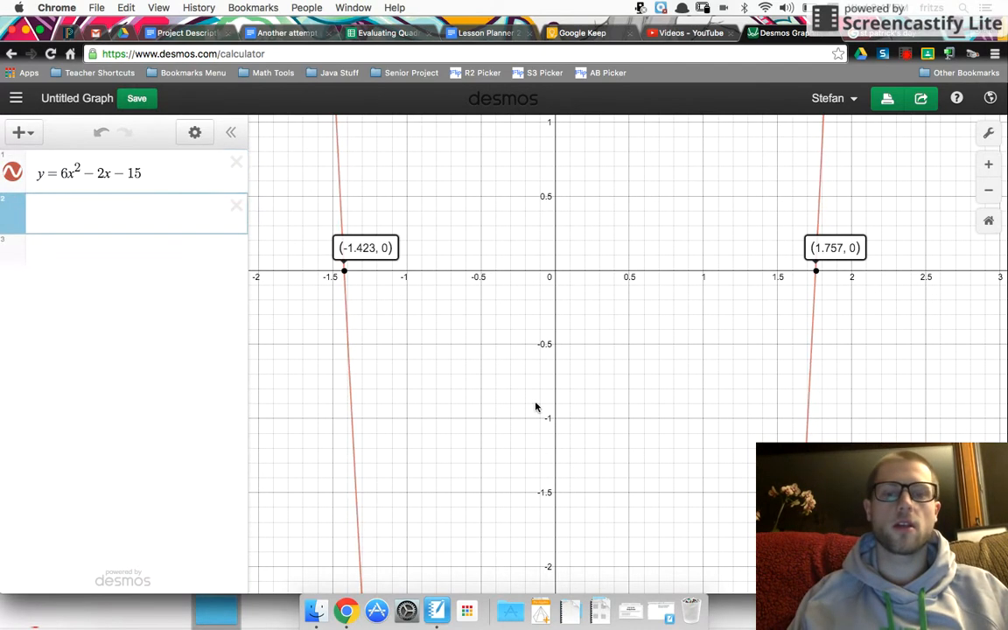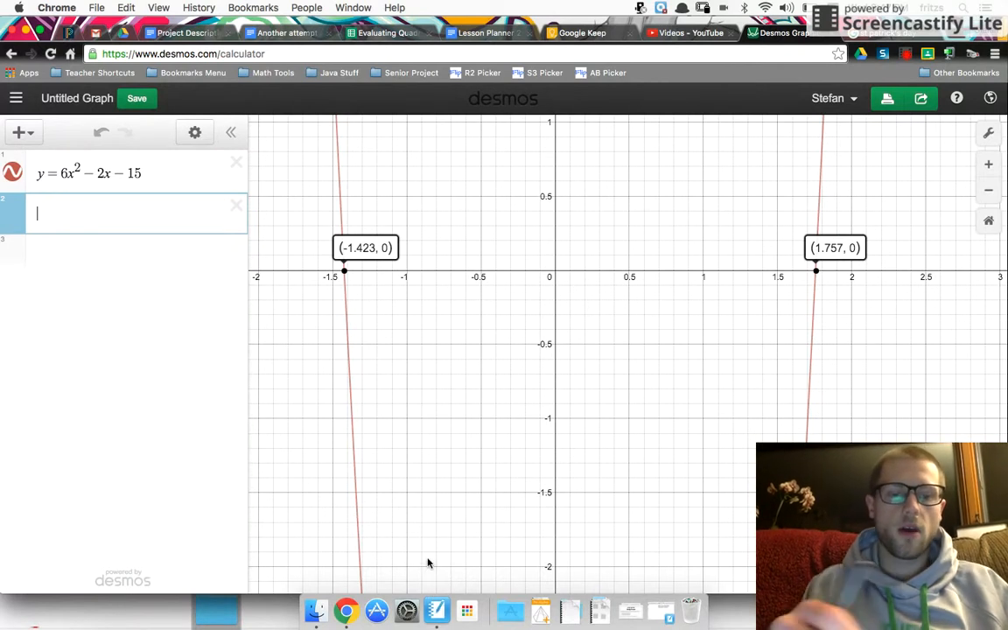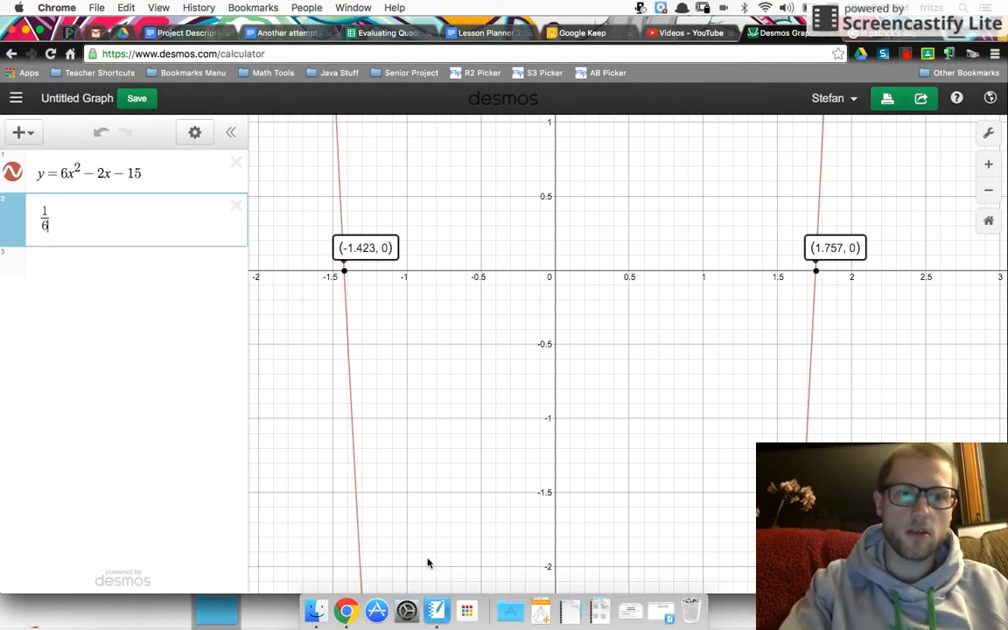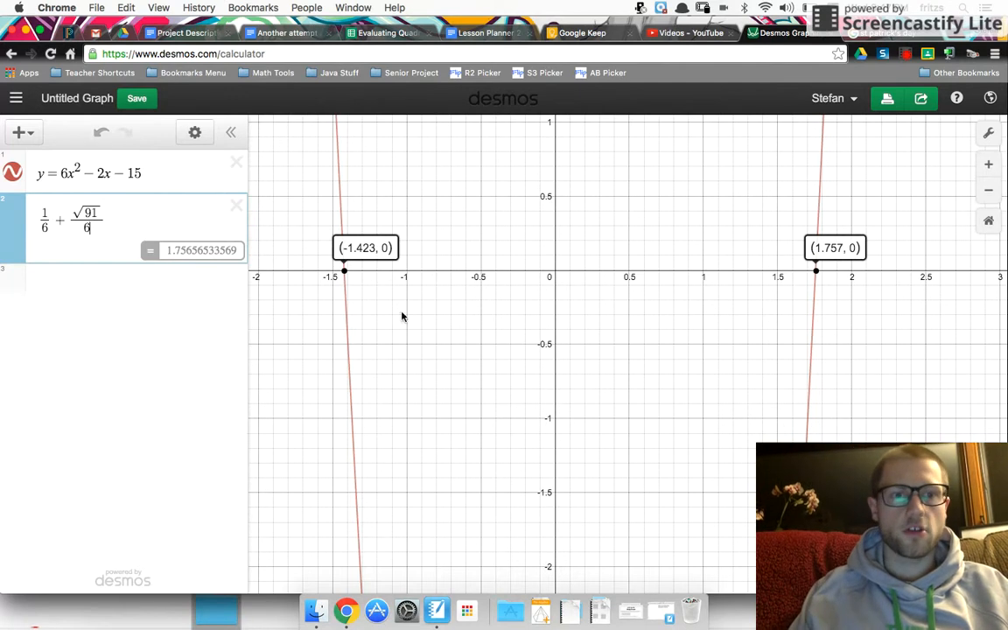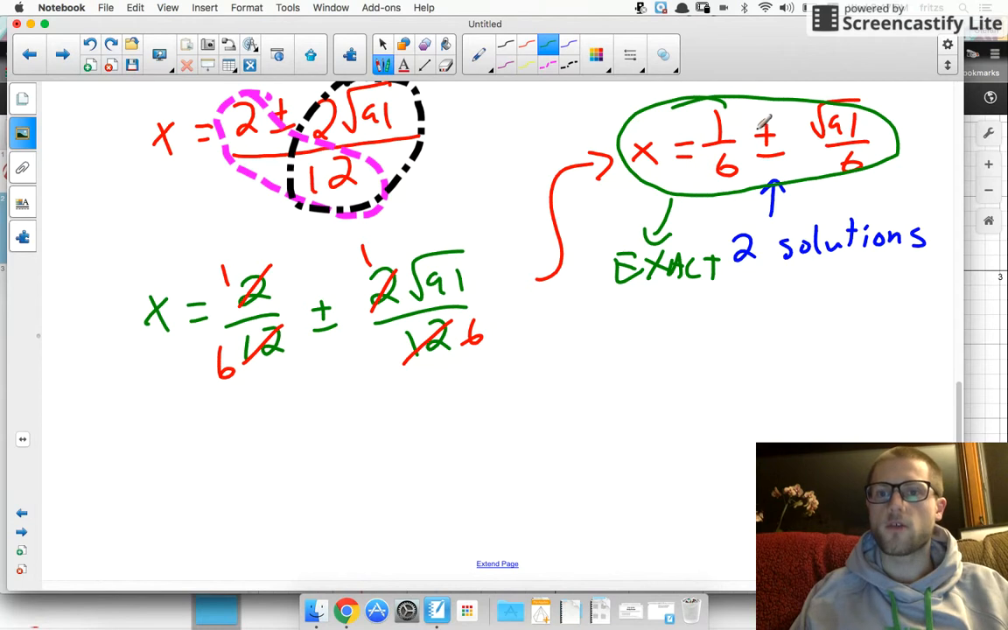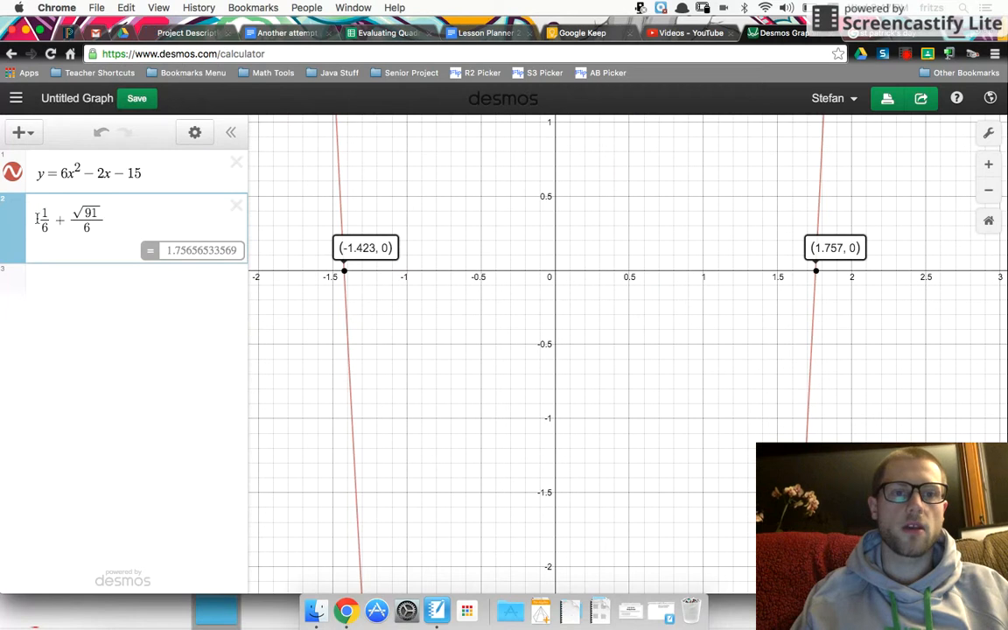So what I'll do on the next line, and you could do this in your calculator as well, is type in 1/6 plus the square root of 91 and divide that by 6. And sure enough, if I took the positive or the plus solution here, 1/6 plus all of this, I just type that in and I get 1.75656533, which is this root. So that's good. Check. We got that one correct.